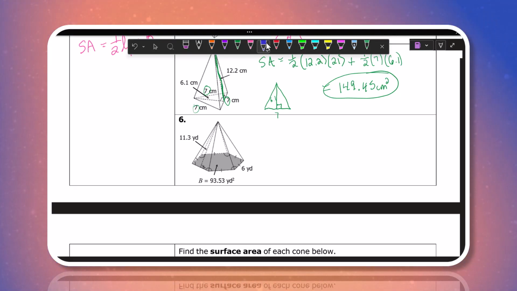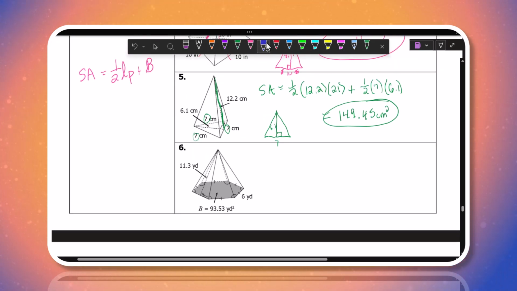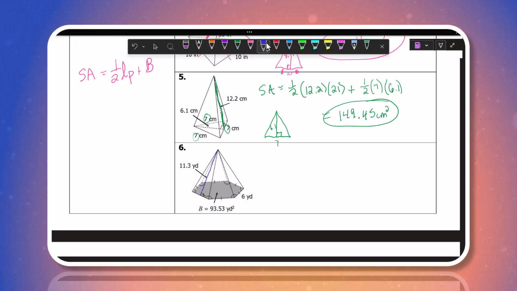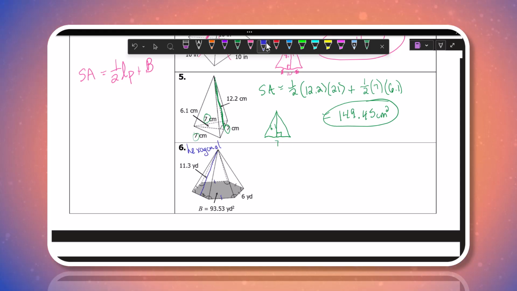Last one of the pyramids before we switch over to cones. We still have that formula there. So we have our slant height here. But what kind of shape is this? Well, there's 6 sides, all congruent. They have all those little tick marks there. This is a hexagonal pyramid. So the base is a hexagon.